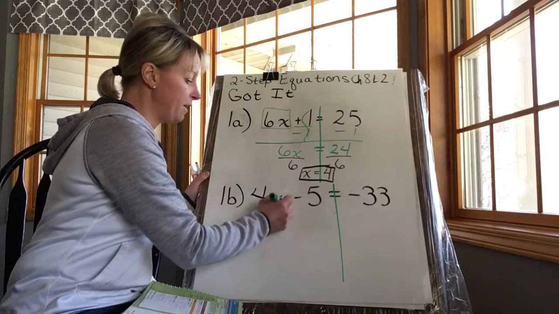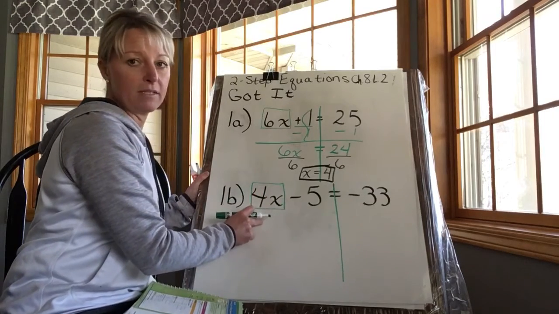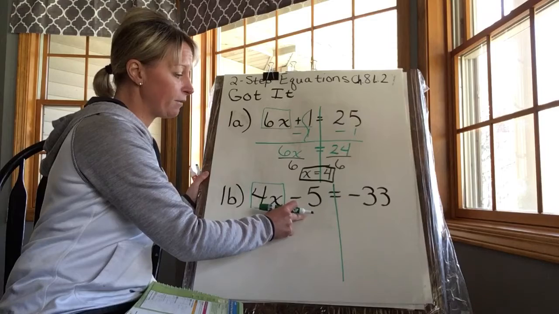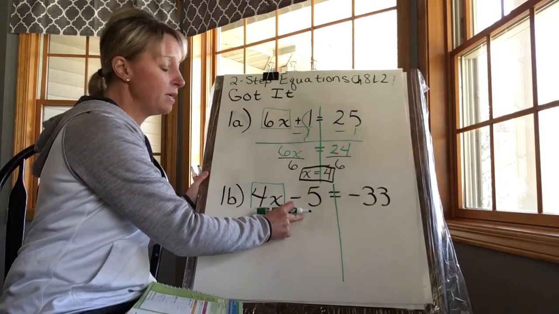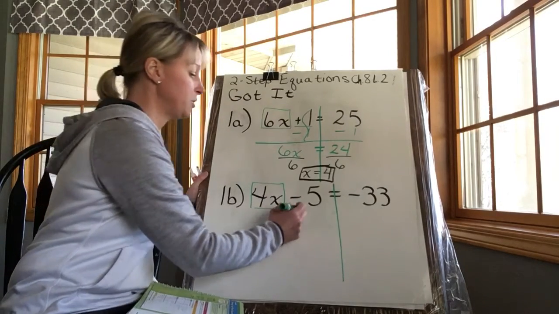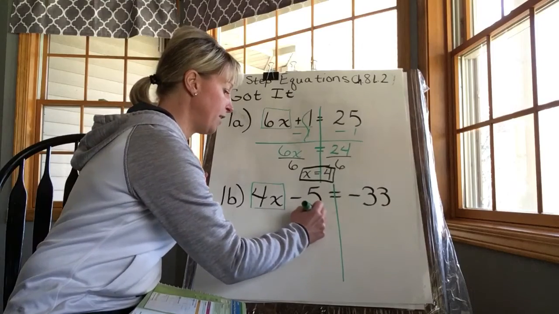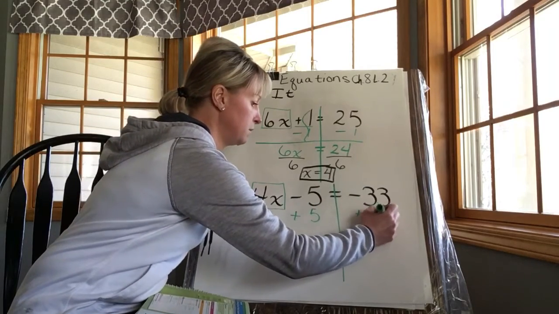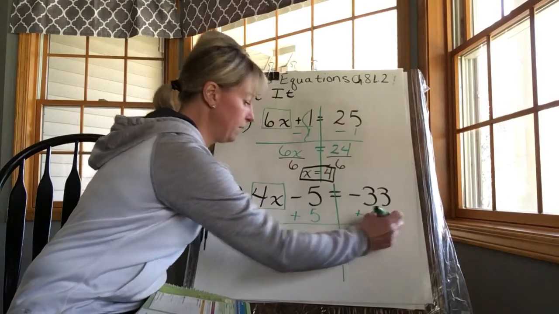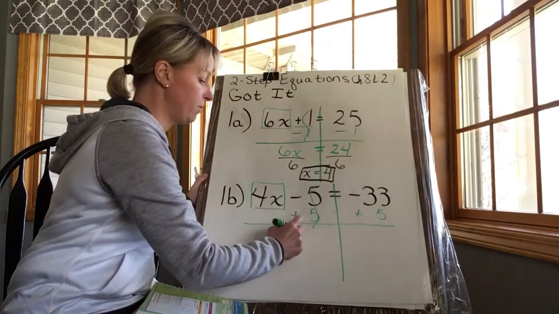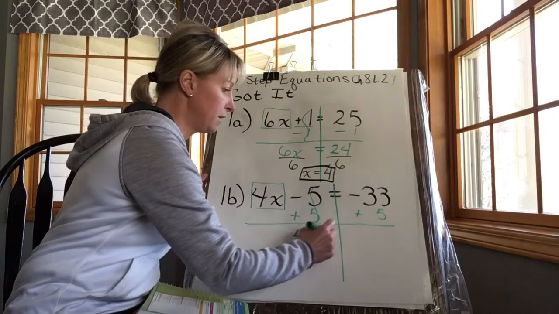Okay, we're going to leave the 4x here by itself. So now I know I need to get rid of the 5. If I am subtracting 5, I'm going to do the inverse, which is adding. So I'm going to add 5 to both sides. Draw my equal sign. The 5s canceled each other out, so I'm left with 4x equals.